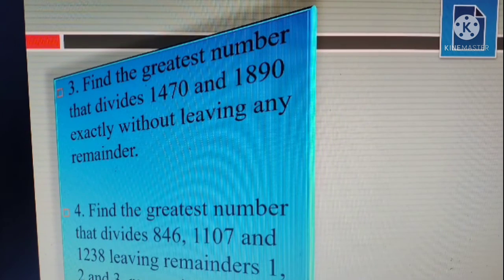So let's see. We have to find HCF of 1470 and 1890. And the remainder will be 0, because it is saying without leaving any remainder. Now, as in this question you have to find HCF, it is not listed by which method you will find the HCF. So you can find any method which you seem to be easier. So I am using division method here.